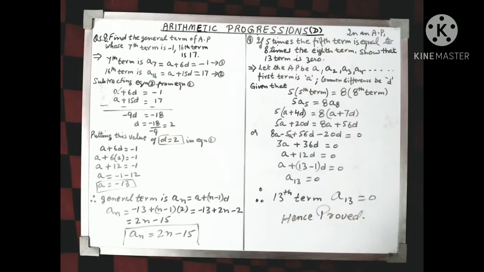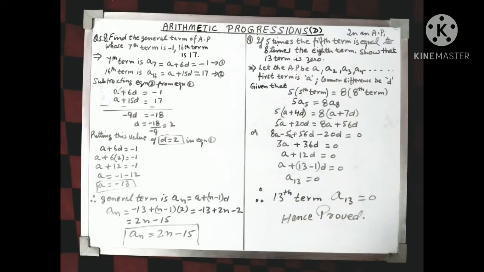Now let us move on to the next page. Question number 8 is there. The question is, find the general term of an AP whose 7th term is minus 1 and 16th term is 17. So we are given the 7th term, that is a7 is equal to a plus 6d, which is equal to minus 1, and the 16th term is written as a16 is equal to a plus 15d, which is equal to 17.